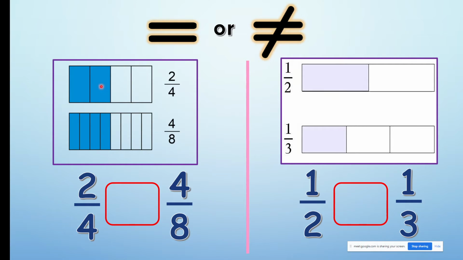Now, the first rectangle was cut into four parts only. The second rectangle was cut into 8 parts. But still, the rectangle is the same size as this one. This one has 4 parts. This one has 8 parts. And then, they shaded 2 parts on the first rectangle. They shaded 4 parts on the second rectangle. Now, do you think they are equal or unequal? What do you think?